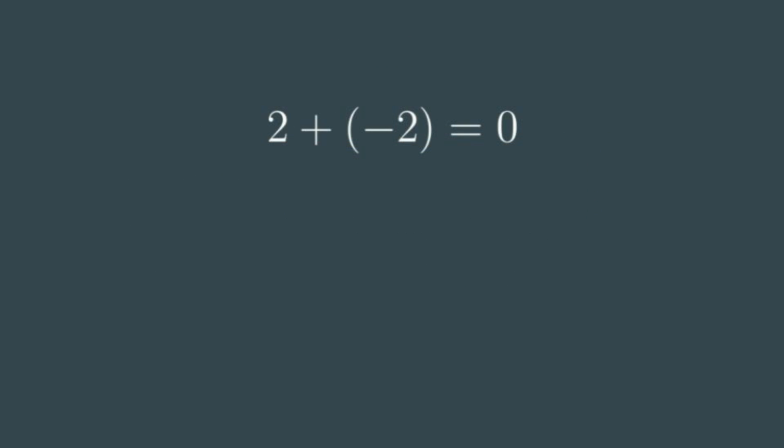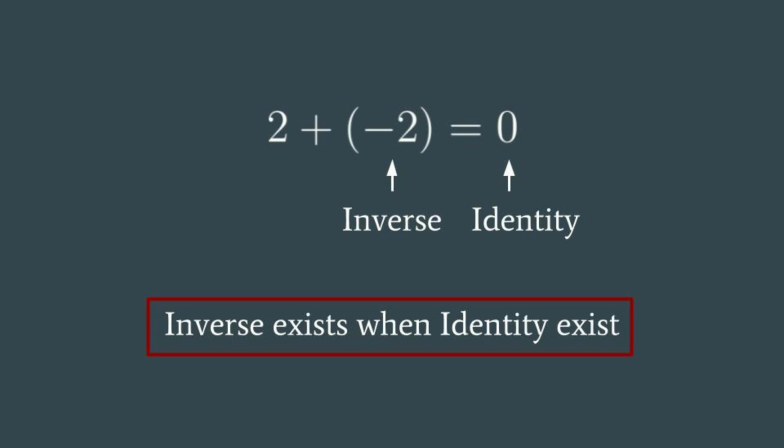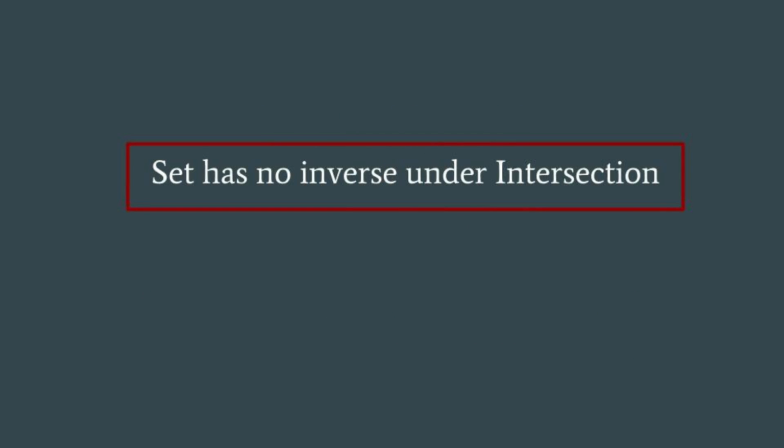Here, -2 is the inverse of 2 because it turns the element 2 to 0. Now think about the 0. What is 0? 0 is here the identity element. Is not it? We know every real number when added to 0, the result obtained is the number itself. That's why -2 is the inverse of 2. So keep in mind, inverse exists when identity exists. So the set has no inverse under intersection.